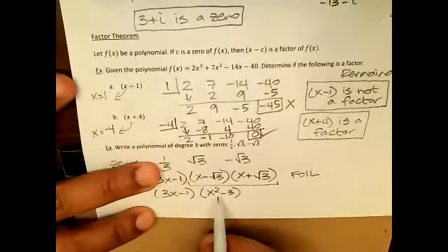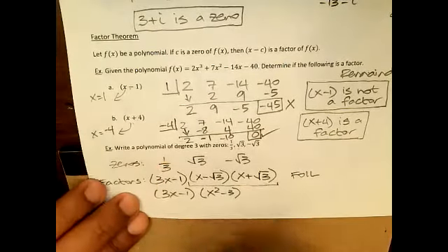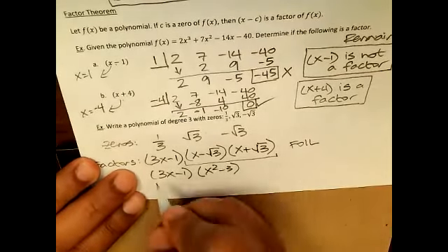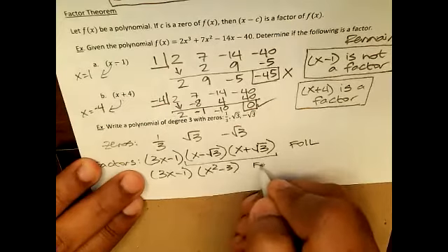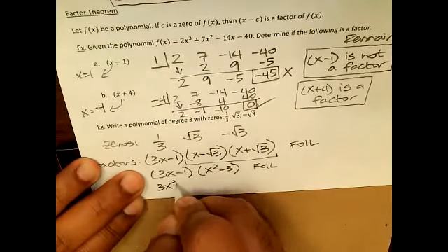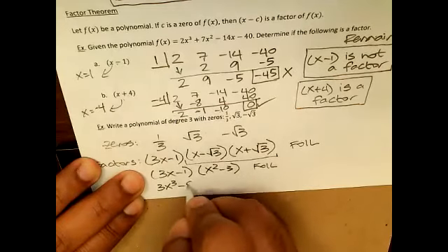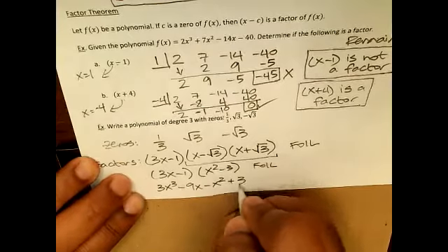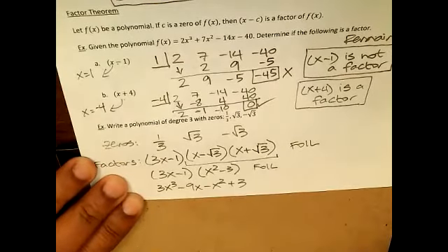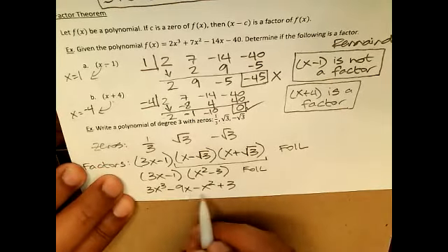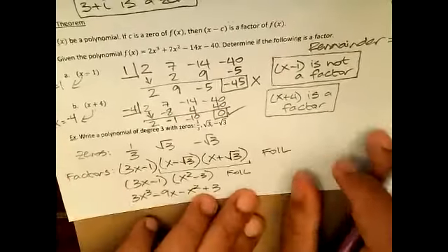Now, what we have left to do is FOIL x squared minus 3 with the 3x minus 1. So, again, I'm going to FOIL. Here when I FOIL, that's going to give me 3x cubed, and then minus 9x, and then minus x squared, and then plus 3. So this is actually my answer. This is my polynomial function.